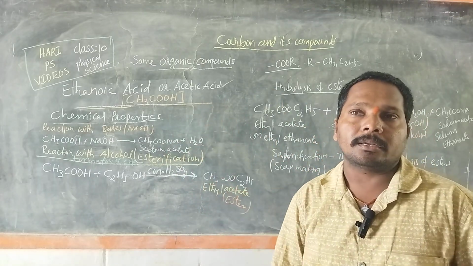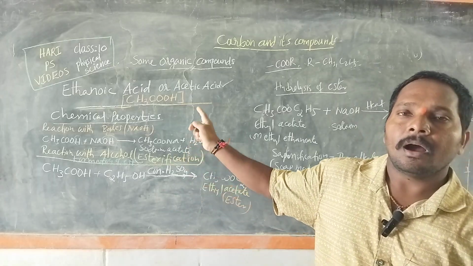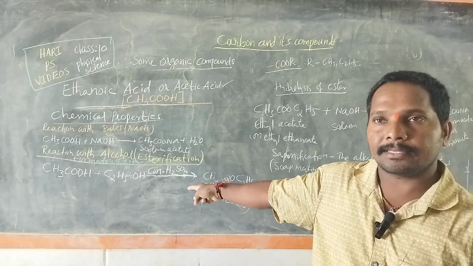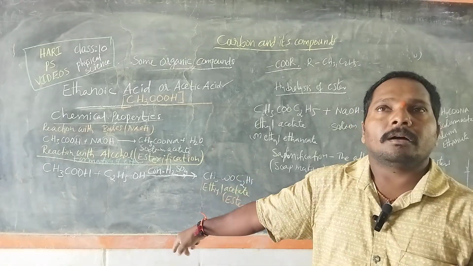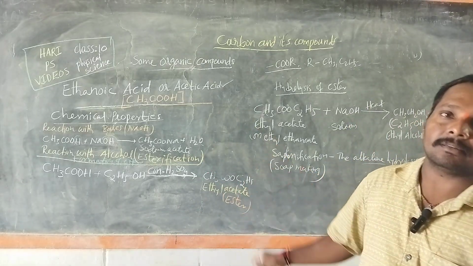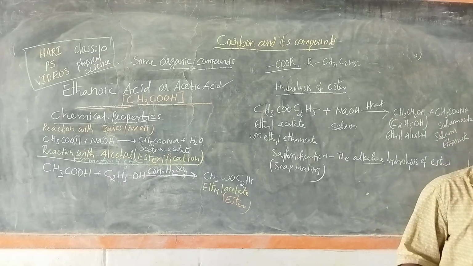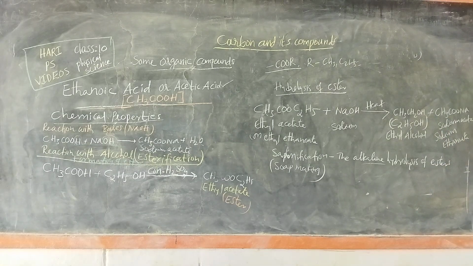Then when the given compound is tested with alcohol and concentrated sulfuric acid, if it gives a sweet smell substance, that is ester. So carboxylic acids react with alcohols in the presence of concentrated sulfuric acid to give ester. So in this way we can test the presence of carboxylic acids. So these are the chemical properties of ethanoic acid or acetic acid.